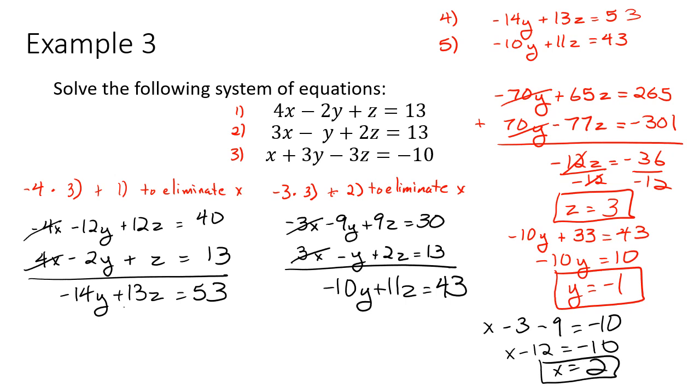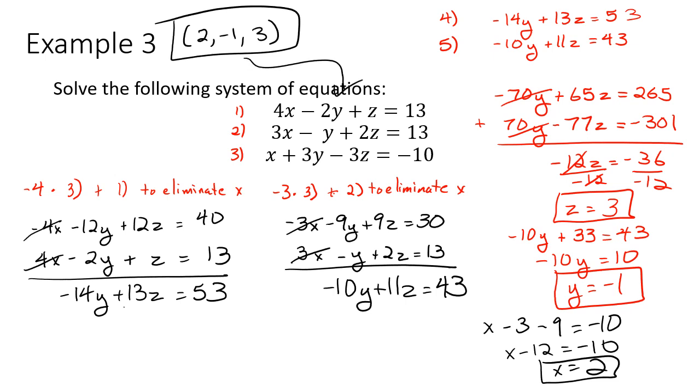We get x is equal to 2. So the ordered triple that is a solution to this system of equations is an x of 2, a y of negative 1, and a z of 3. And keep in mind that if this were a test question, it would probably be a really good idea if you take this ordered triple and plug it back in, just like we did in example 1, to make sure it works.